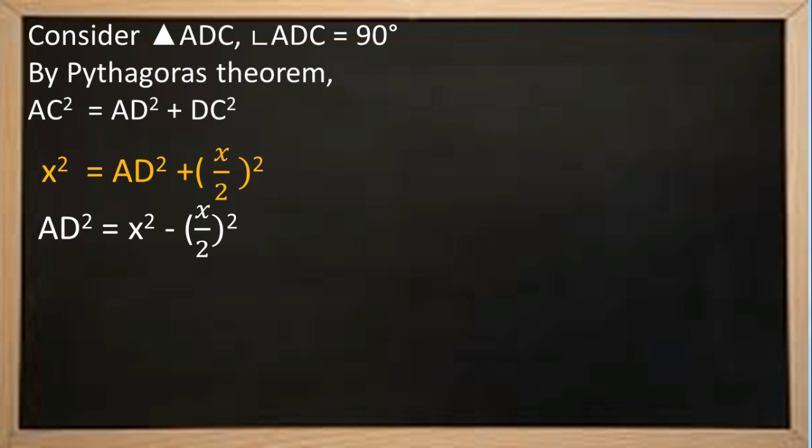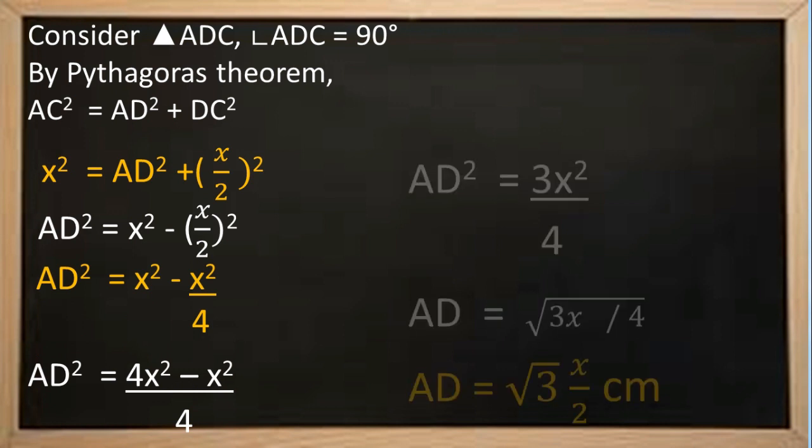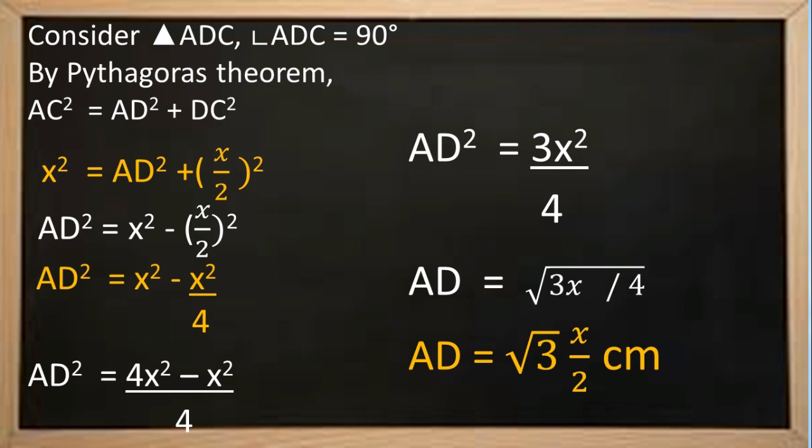Equate the equation for AD square, as we need to find the value of it. So x square minus (x by 2) whole square is x square minus x square by 4. Take the LCM. It results as AD square is equal to 3x square by 4. Shift the square to the other hand side. It becomes square root. So root 3 x square, root 3 value is root 3 only. Square root of x square is x and square root of 4 is 2. Hence the value of AD is root 3 into x by 2 centimeter.